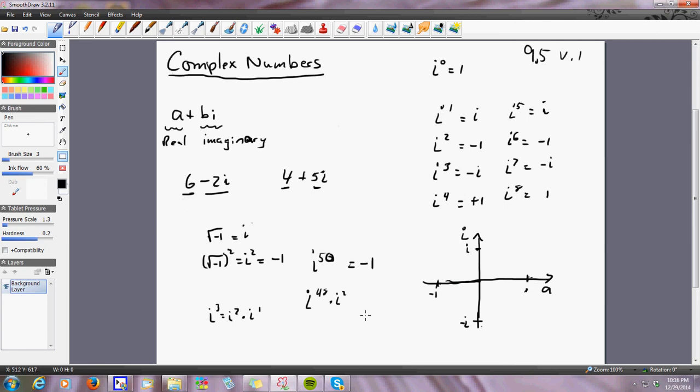If you want to try, you can try it. Let's try one that's a little bit smaller. Let's try i to the 11th. So i to the 11th is really equal to i to the 8th times i cubed. And the reason why is because i to the 8th goes 1, 2, 3, 4, 5, 6, 7, 8, which gives me 1. i cubed, 1, 2, 3 equals negative i. And sure enough, that's going to be your answer.